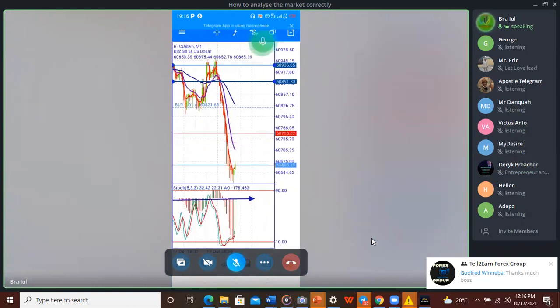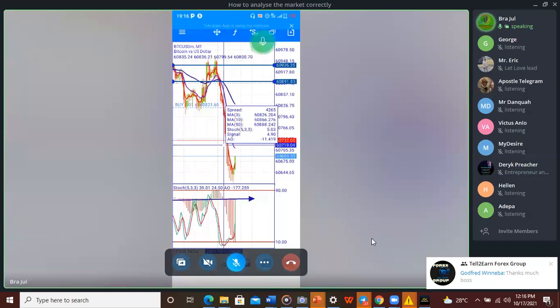Now the spread is very, look at it. Somebody should calculate the spread for us. The spread is very, very high for you to enter. That's why weekend trading is quite not advisable.